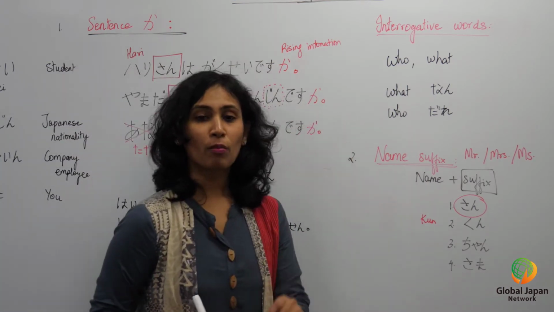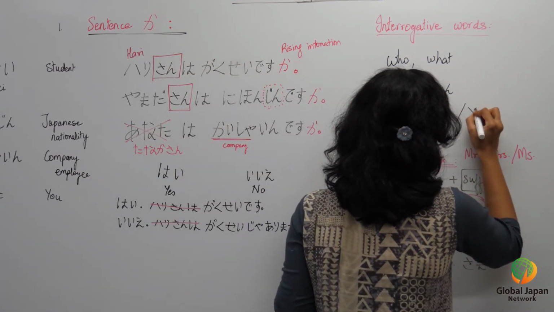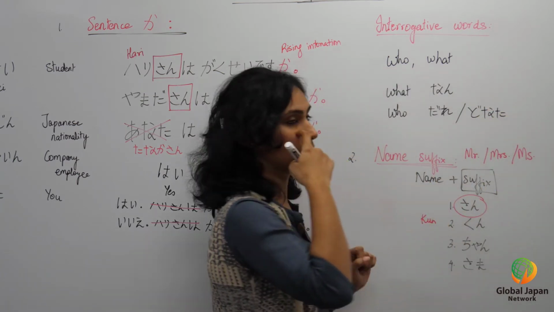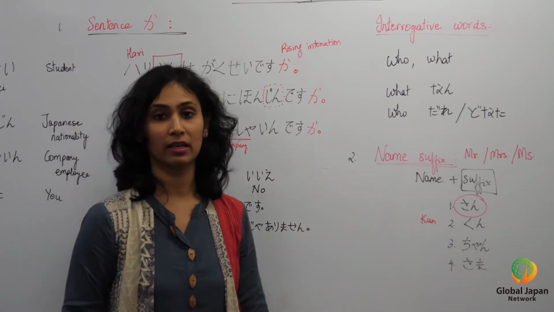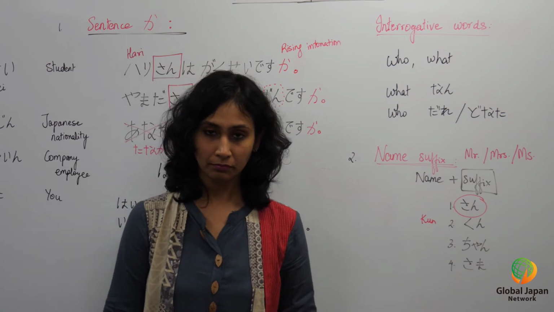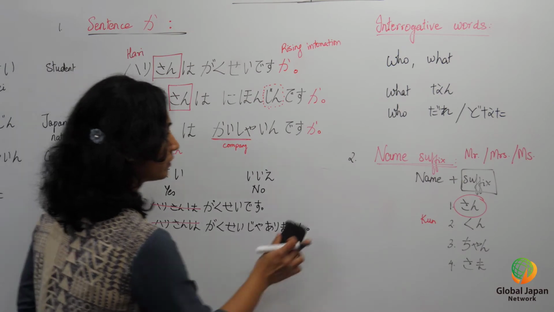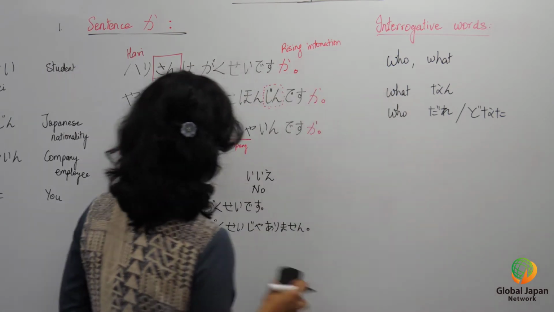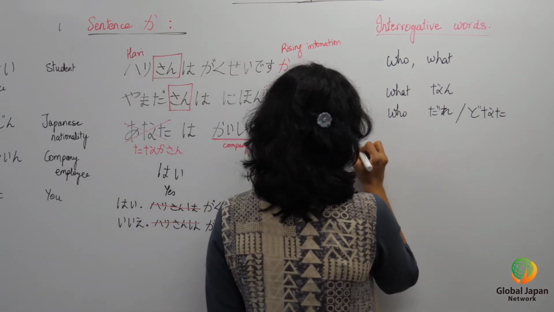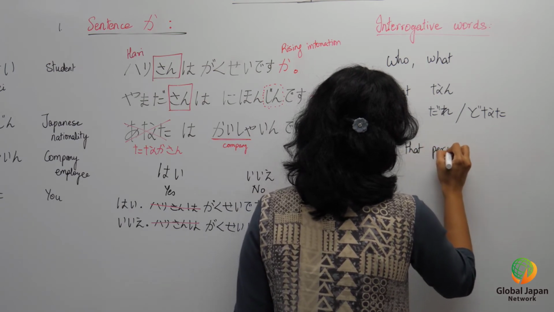A polite form of saying dare is donata. Just know the word, but for now I'll only be using dare. A more polite form is donata. So dare is an interrogative word. Let's frame a sentence using dare. In English, if I have to frame the question: Who is that person? This is the question.